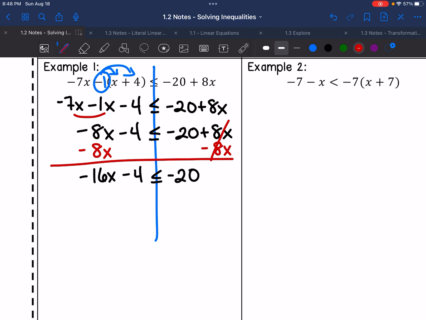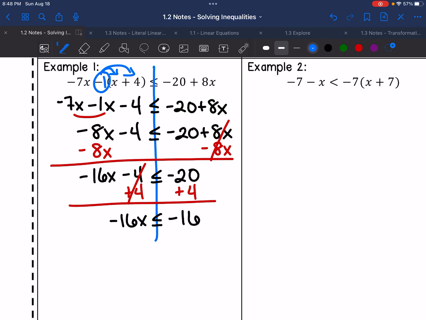So now that my x's are on one side, I need my numbers on the opposite, so I need to get rid of this minus 4. I can cancel it out by adding 4. That makes 0. So I've got to add 4 on the other side of the line as well. So I'm bringing down my negative 16x less than or equal to negative 20 plus 4 is negative 16.